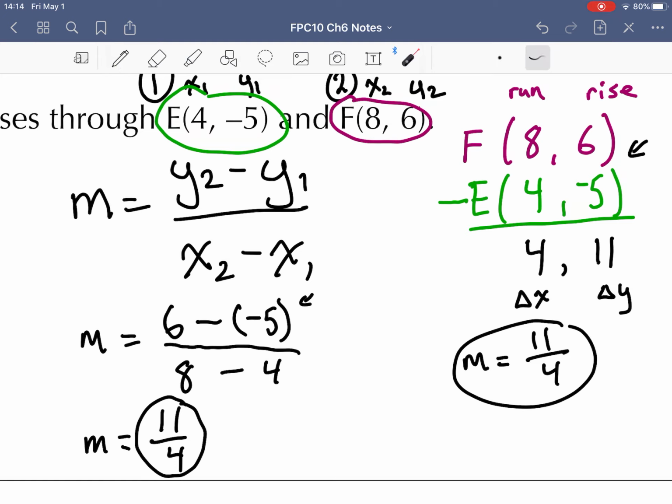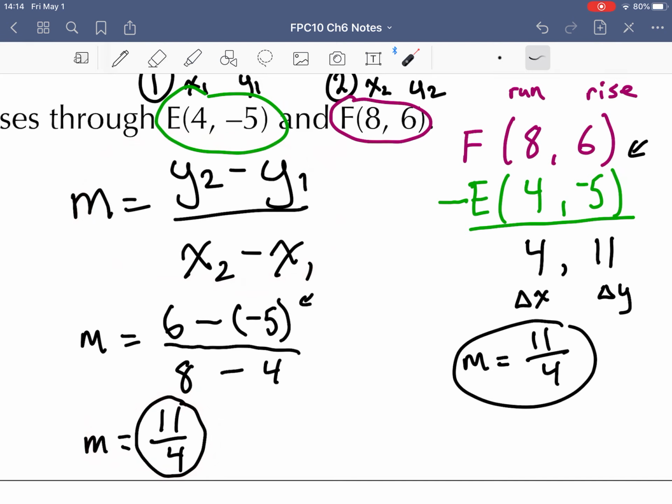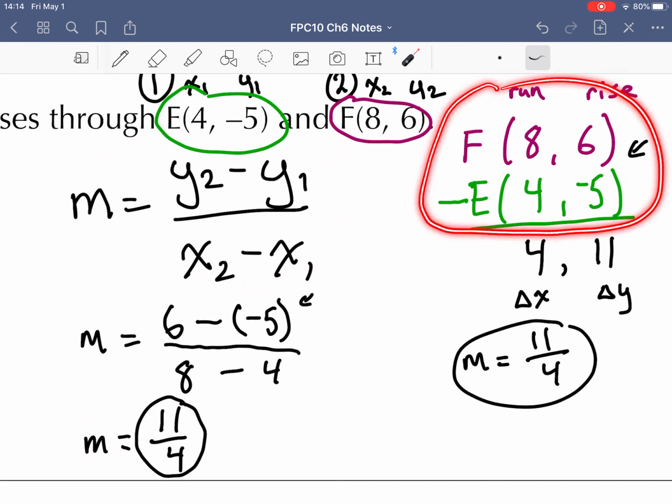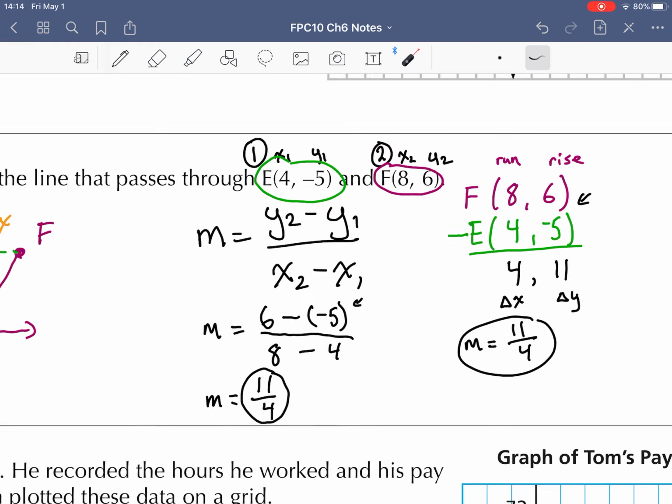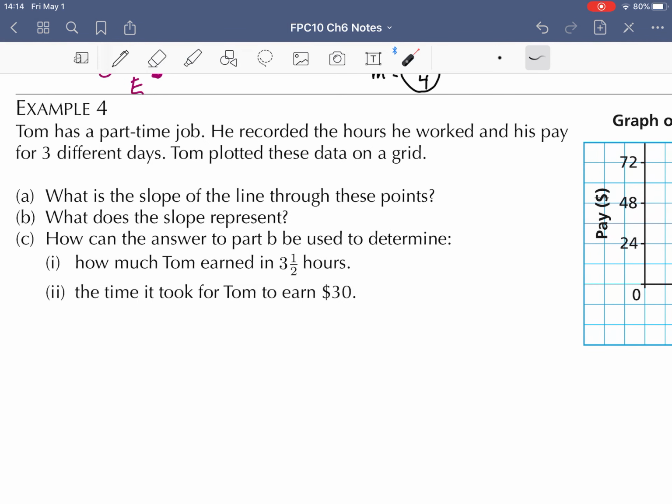Okay, so you should be able to take 2 points, any 2 points, and use this formula here to determine the slope. Alternatively, you could do it this way right here. Gets you the same process.